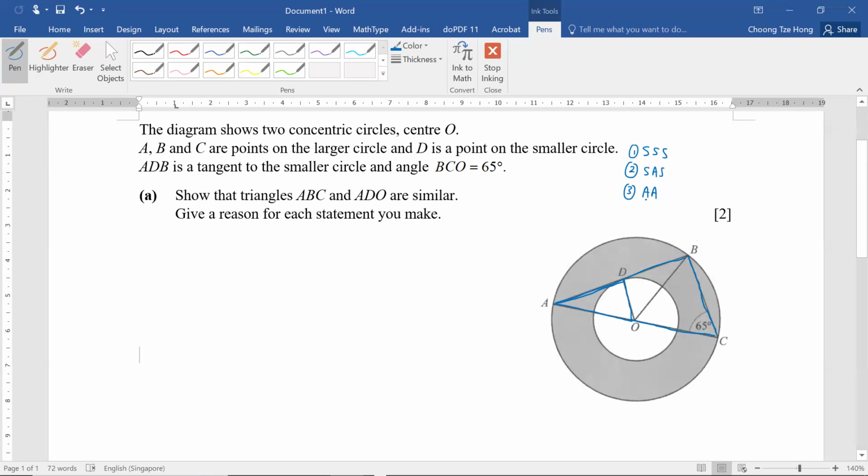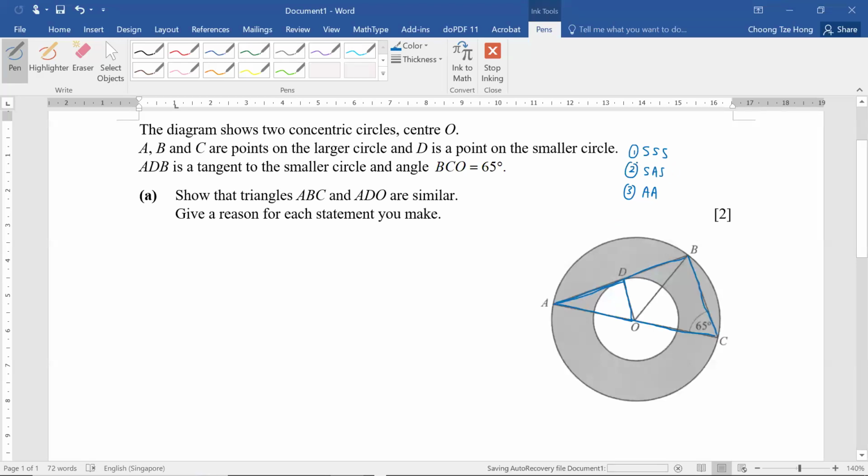If you look at this question, we are not given any lengths. Most probably the only length that we know of is the radius, right? AO is the radius of the circle, and the corresponding side AC is the diameter of the big circle, which means that AC will be double of AO. So we know one ratio.